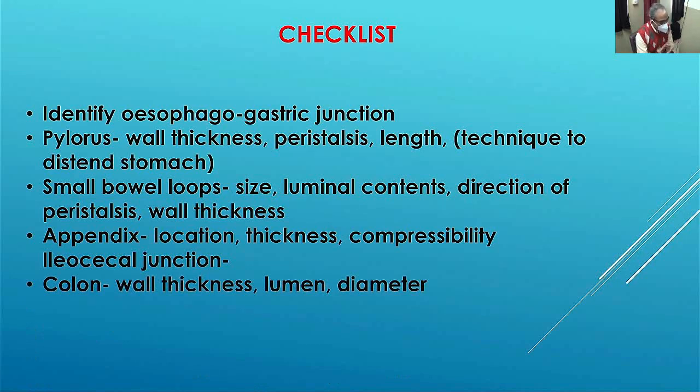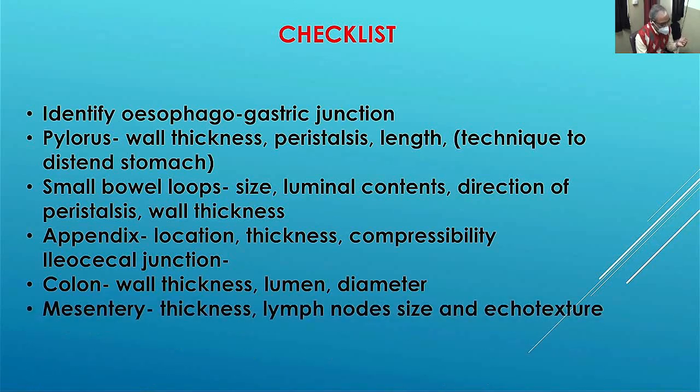There are 3-4 common things whenever you see any part of the GIT except for the esophagogastric junction. That is the thickness, peristalsis, lumen and diameter, and the same for small bowel. While evaluating the mesentery, again look for wall thickness, lymph node size and texture. Again, omentum, normally it may not be seen, but whenever there is a disease, we can see a thickened omentum. And finally, you should look for the fluid. That's how you proceed for bowel.